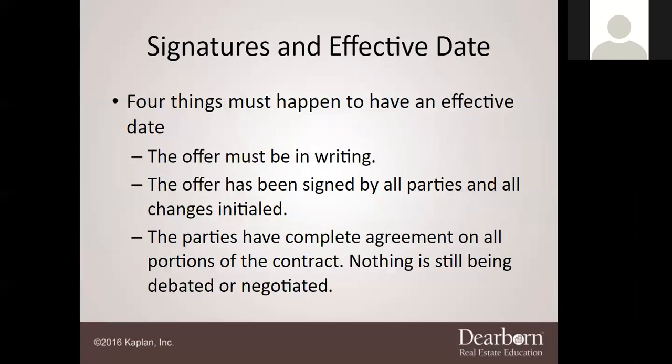Now, four things must happen to have an effective date, okay? Before that date can be filled in, the offer must be in writing. The offer has been signed by all parties and all changes have been initialed. So here's the thing. If I send a contract to Mr. Grossman and we're changing just one little thing in it, and his client initials, he cannot, once his client initials, fill in the date and send it back for my clients to initial. He sends it back to me, I get my clients to initial the final change, and then I put the date in. So it's the person that's doing the last change, okay?